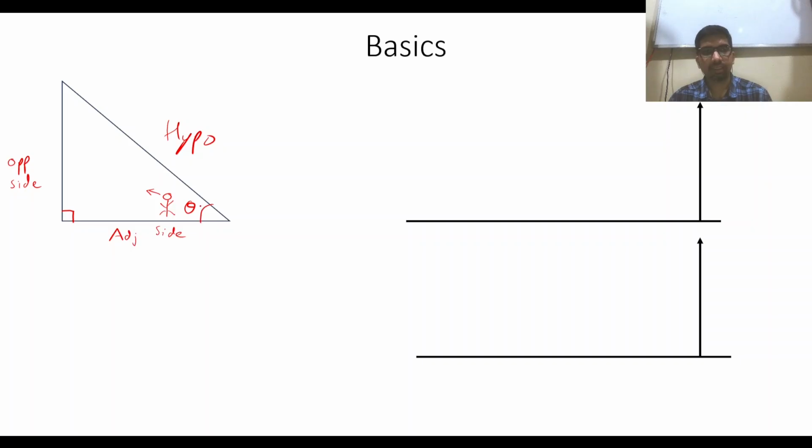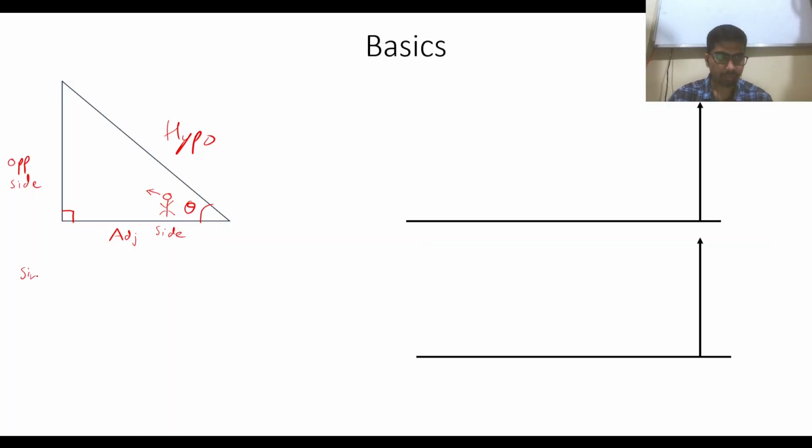So I'll repeat again. In a right angle triangle, 90 degrees is shown this way. One angle theta, the side opposite to theta is called the opposite side, and the side adjacent to it is called the adjacent side. So in trigonometry we have got six main definitions. Three are important for height and distance.